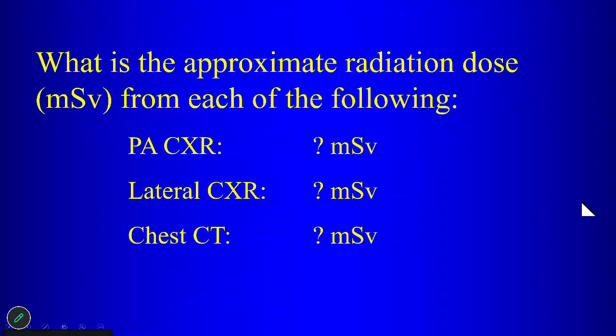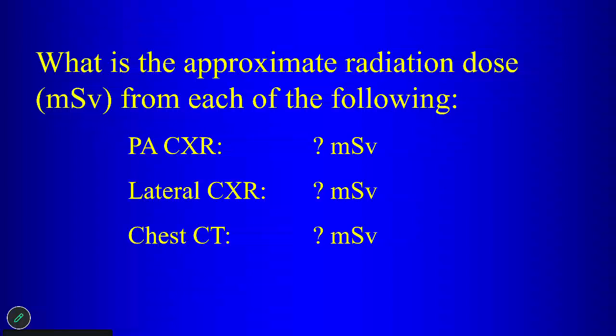Okay, this is a question for R2s. Easy. First of all, the easiest thing is which one of these gives you the highest radiation dose? Chest CT, of course. Give me an idea between the PA and the lateral, which has a higher radiation dose? Lateral. The lateral. So what is the approximate radiation dose for PA, for lateral, and for chest CT?